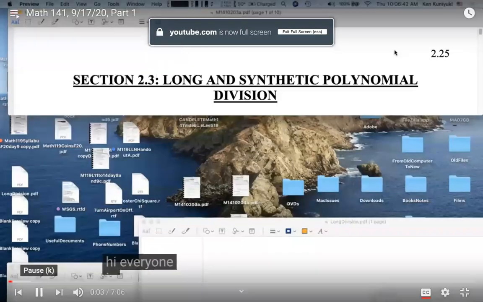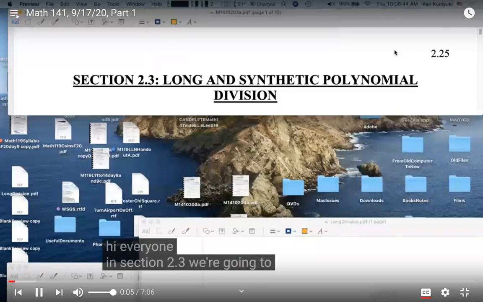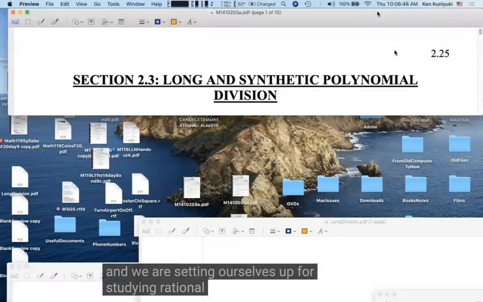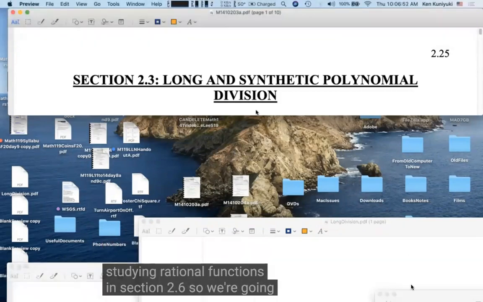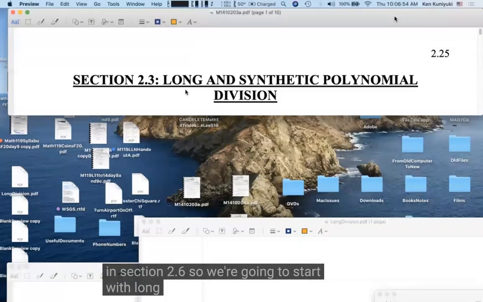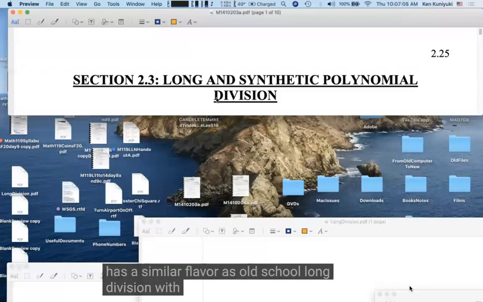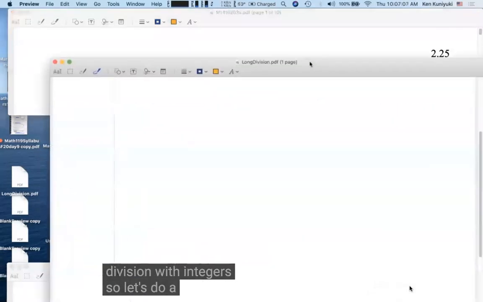In section 2.3, we're going to divide polynomials, and we are setting ourselves up for studying rational functions in section 2.6. We're going to start with long division, and then we'll talk about synthetic division in the second half. Long polynomial division has a similar flavor as old school long division with integers. So let's do a review.